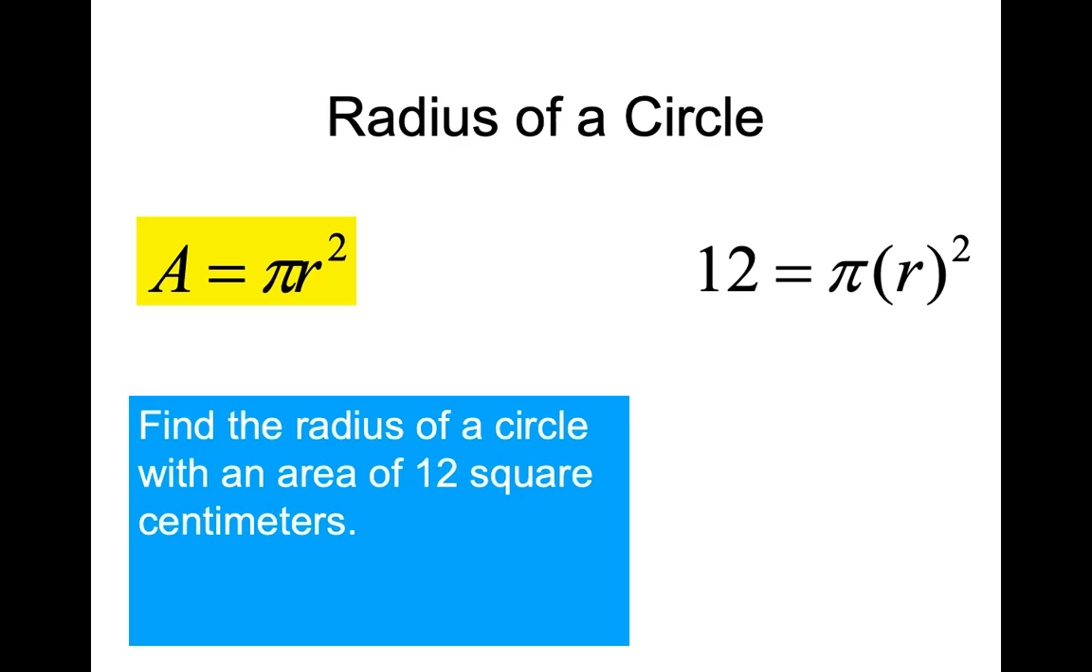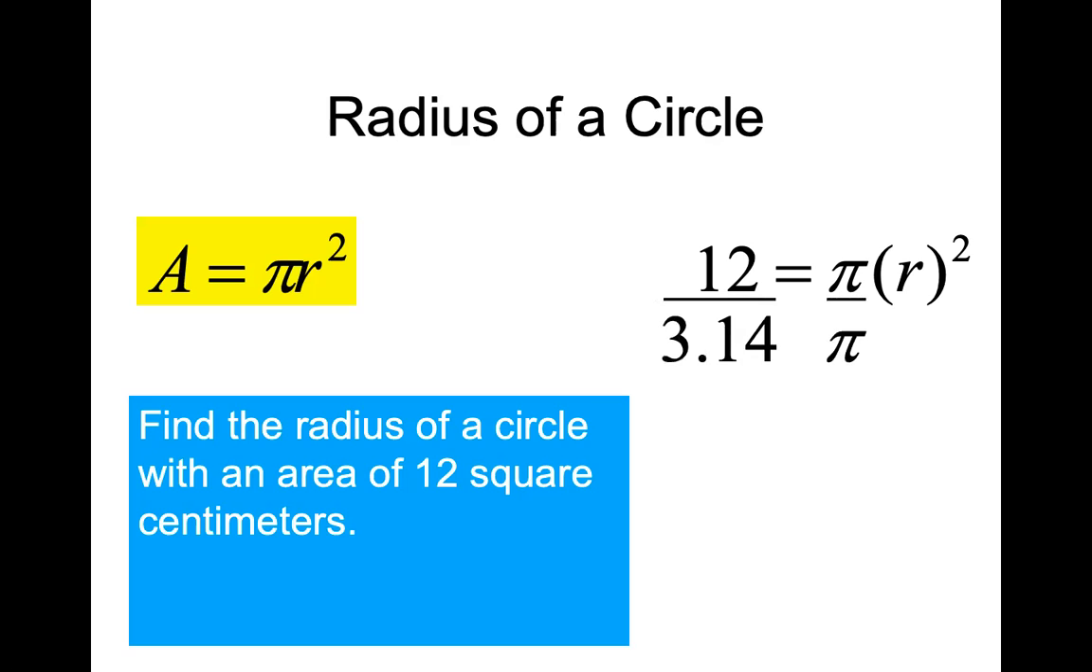So write it, then plug in. Now what? I plugged in the numbers. Now what? Oh, then you can't take your calculator and get to an answer. You have to do this one by hand. In other words, what do I do first? Divide both sides by pi.